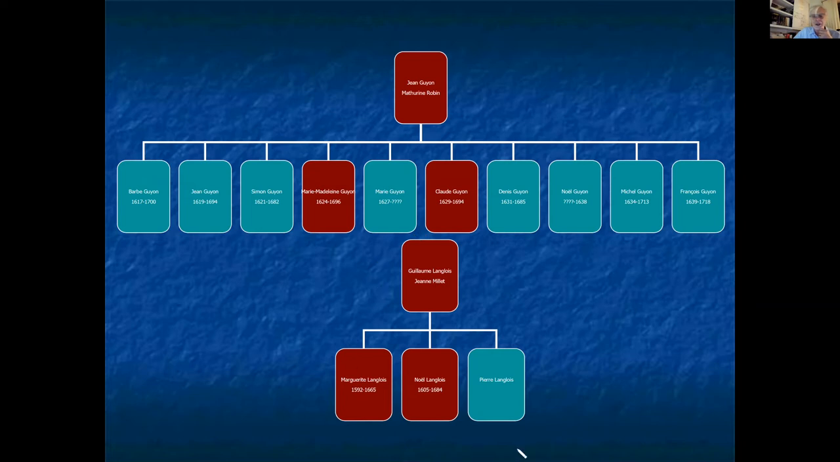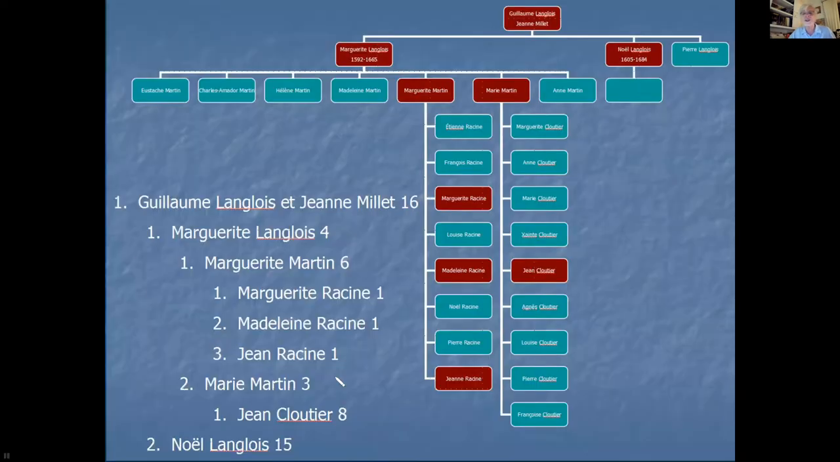I have another couple which appears in that analysis, the same one I had with my broad hypothesis. It's Guillaume Langlois. Guillaume Langlois and his wife had three children, and of the three children, two of them are common ancestors in my sample of 23 people. And here I just show you that case of Guillaume Langlois.